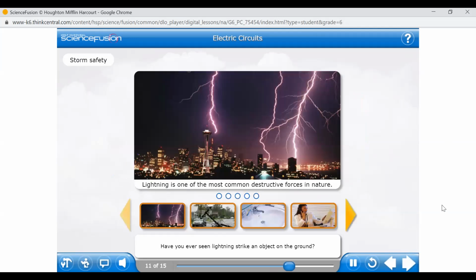Have you ever seen lightning strike an object on the ground? Lightning is a rapid discharge of electric charge. It's important to know how to stay safe during a lightning storm. Click the images to learn more about electrical storm safety.